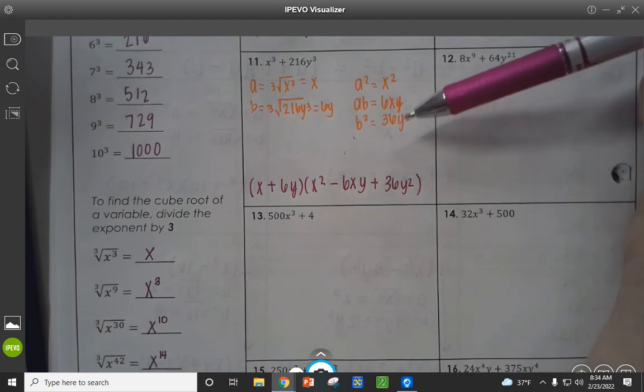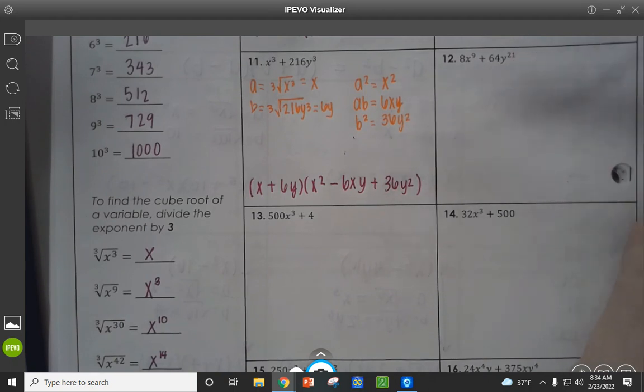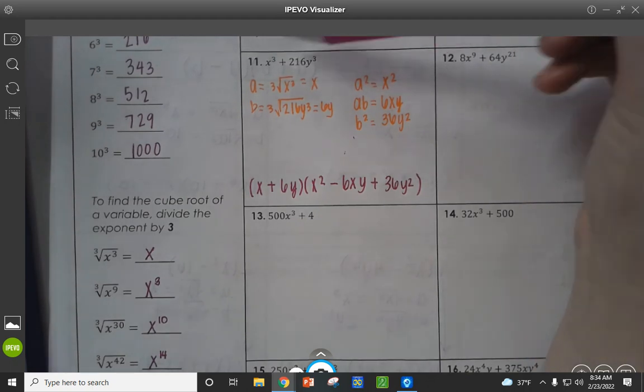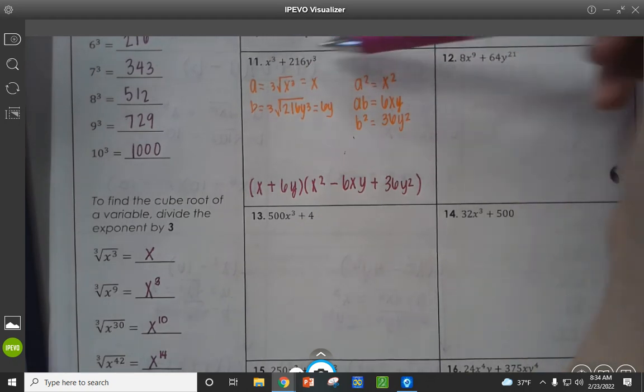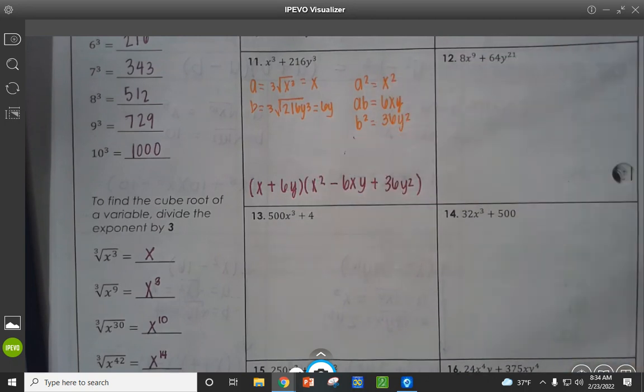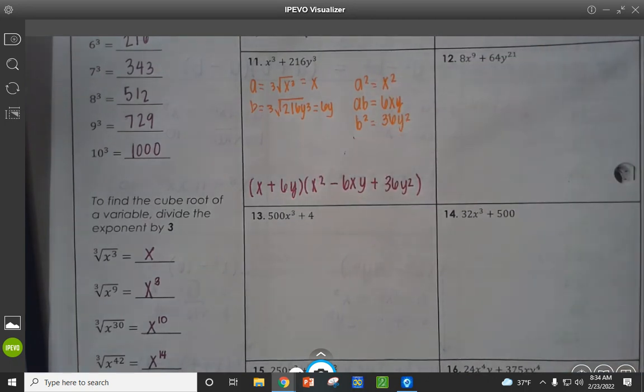If you wanted to check your answer, you could plug in a number for x and a number for y, type that into your original problem, and type that into your answer and see if they match. And if they do, then you're pretty sure you got the right answer.